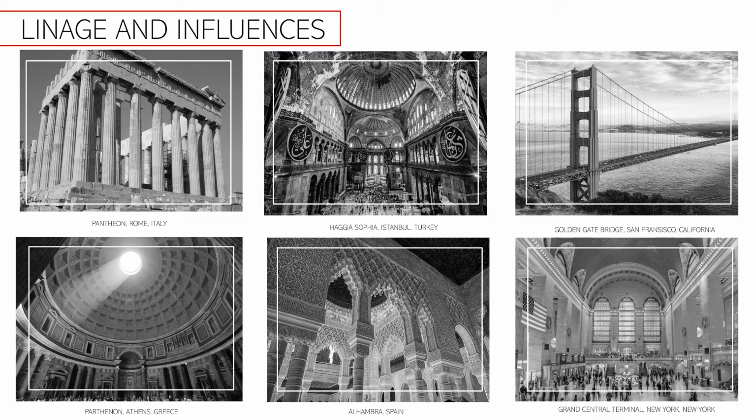In a recent study with The New York Times Magazine, Calatrava listed several of his most influential structures, including, quote, the Parthenon, the Pantheon, the Hagia Sophia, the Alhambra in his native Spain, as well as American landmarks like the Golden Gate Bridge and the Grand Central Terminal, end quote.